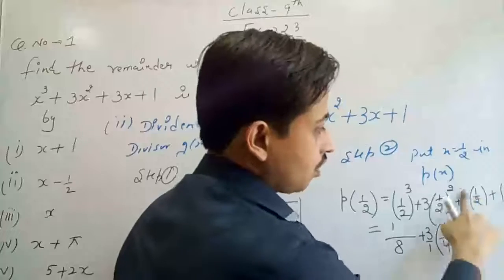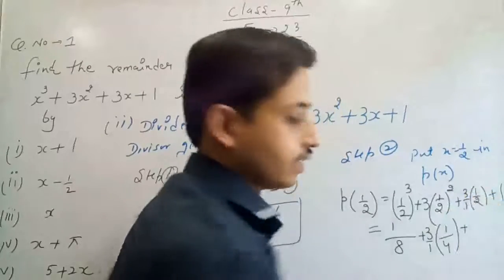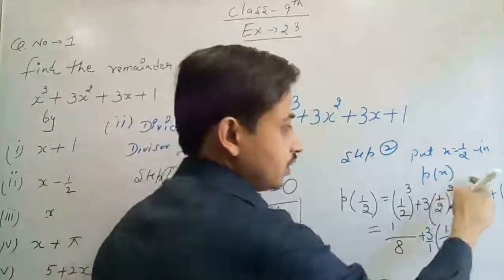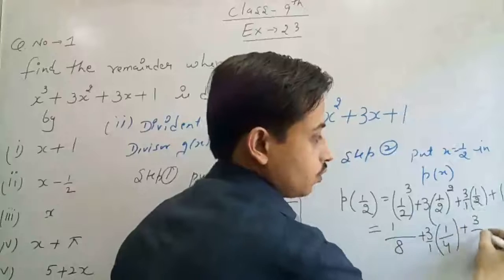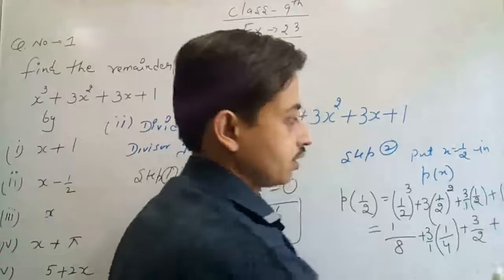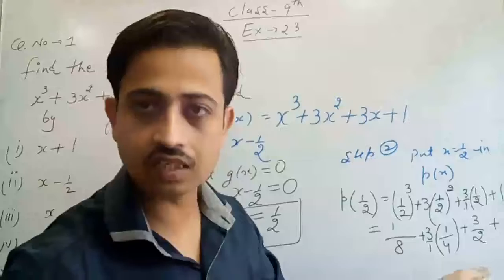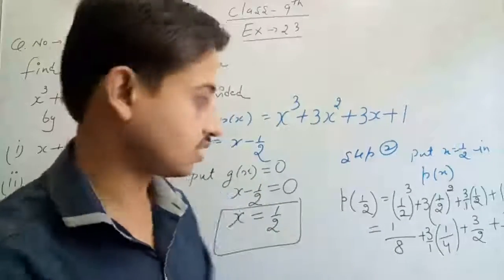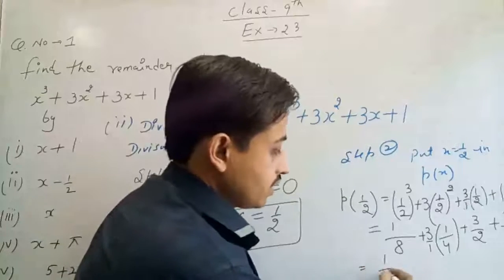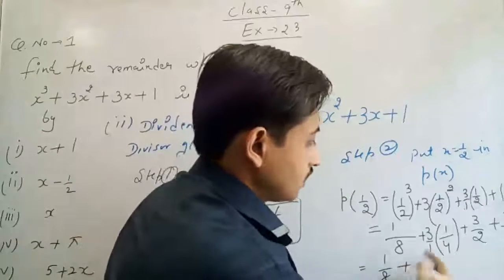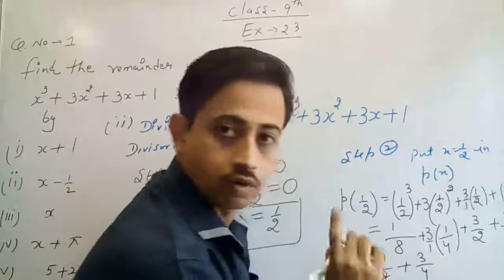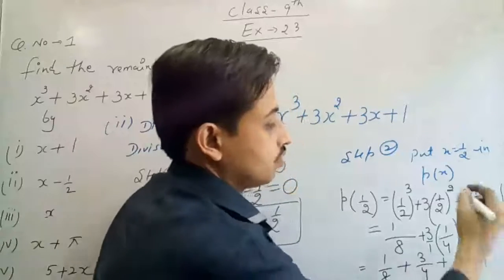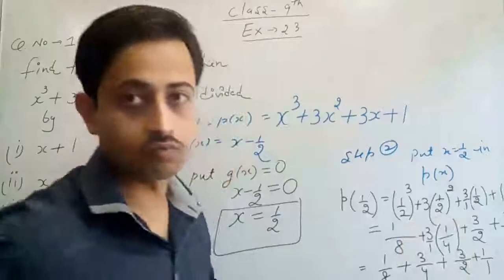Now we already know numerator is multiplied with numerator and denominator is multiplied with denominator. 3 into 1, 3. 1 into 2, 2 plus 1. Again, because all the terms are rational, now make it also 1 by 1. All terms as rational terms. Now solve this. 1 by 8 plus 3 into 1, 3 by 4 plus 3 by 2 plus 1 by 1. Now we have to solve.